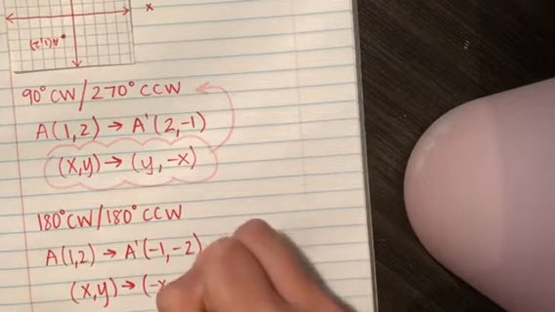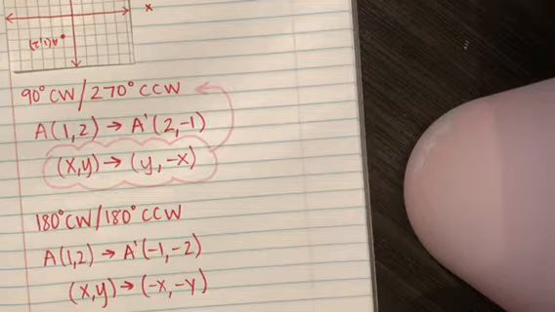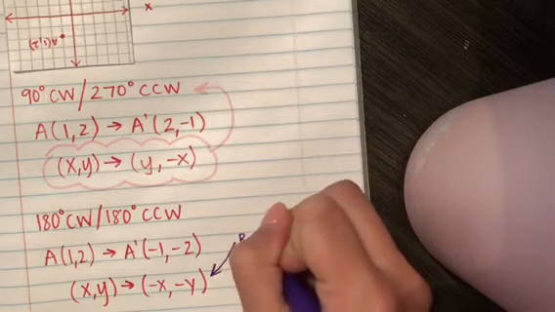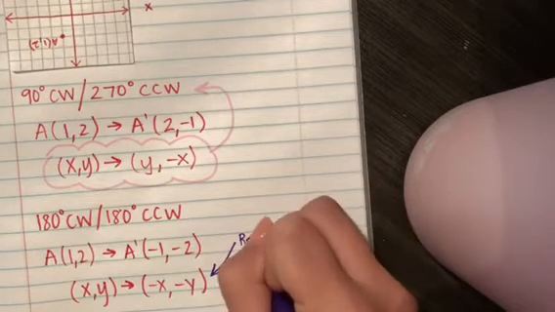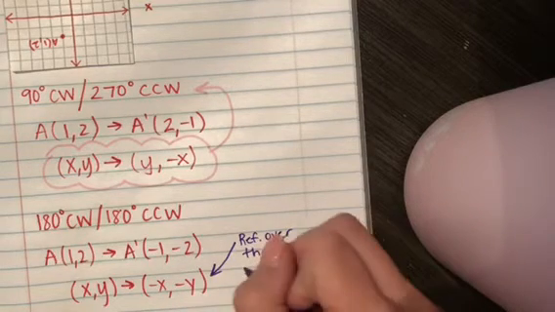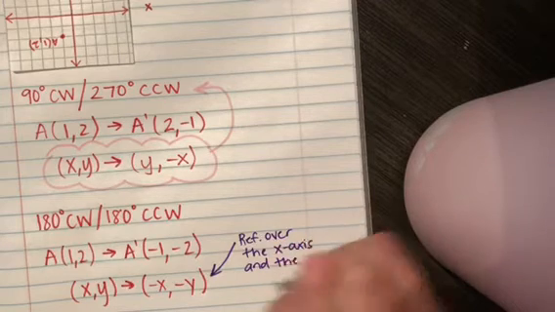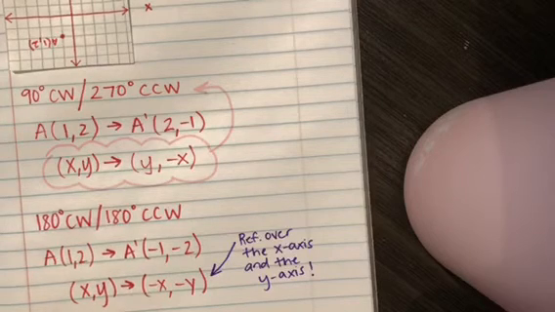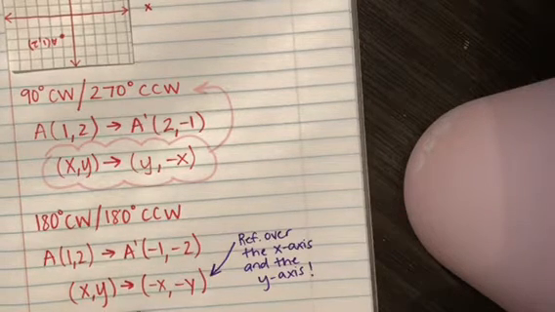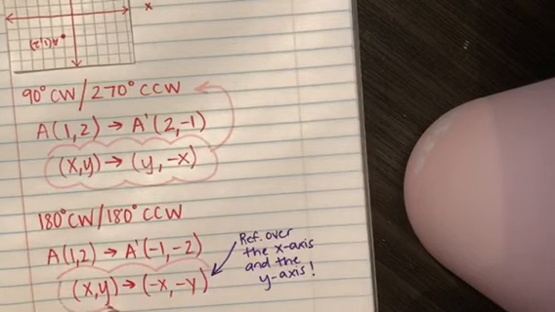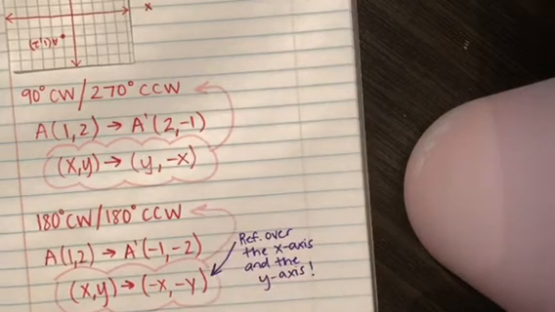-X, -Y. Notice that this is very similar to reflecting over the X-axis, which negates your Y, and the Y-axis, which negates your X. So doing a 180 degree rotation is also the same thing as reflecting over the X and the Y-axis. It'll put you in the same spot. So that's our second takeaway of the day.